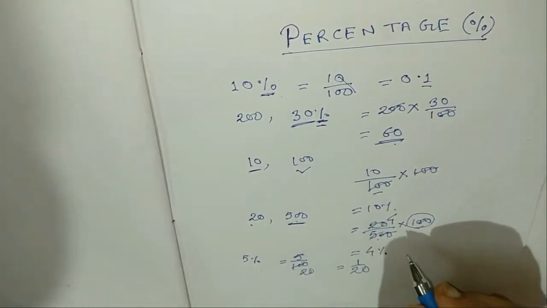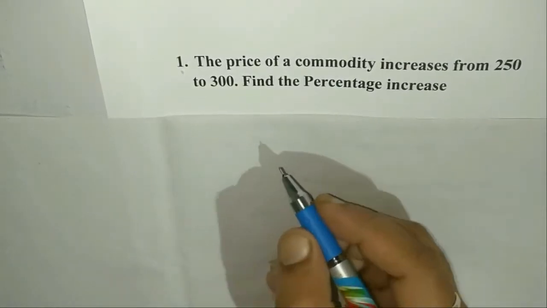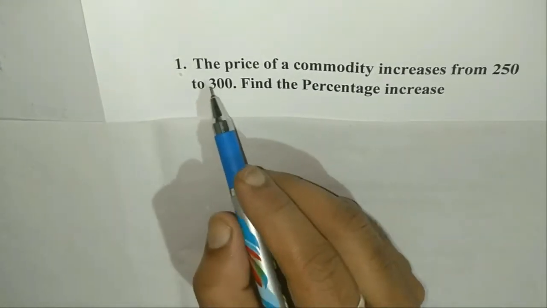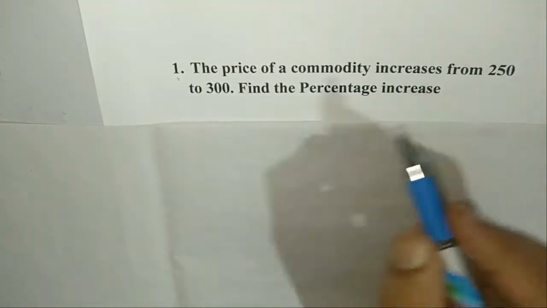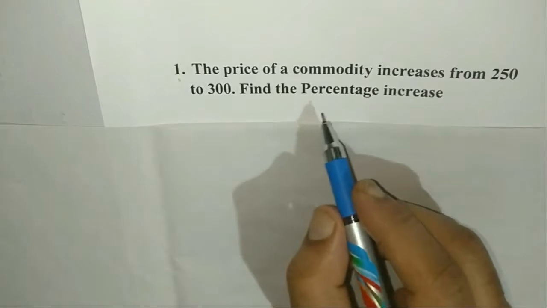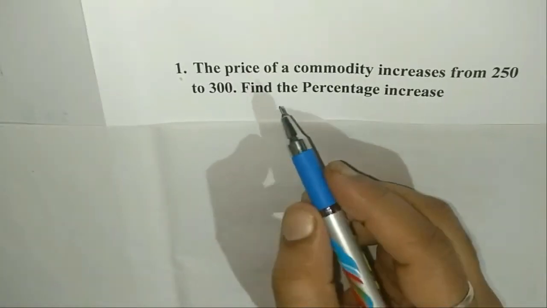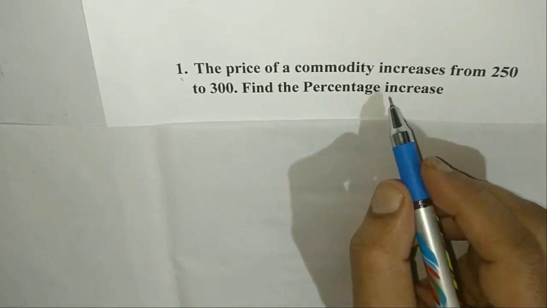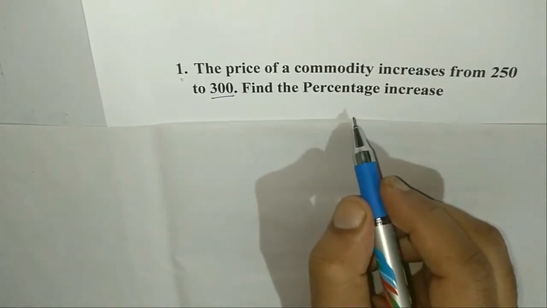Now let us see the statement of this math. The price of a commodity increases from 250 to 300. Find the percentage increase. So what is the statement here? The price of a commodity was 250 rupees. Now it has become 300. So we need to find the percentage increase against the initial price.